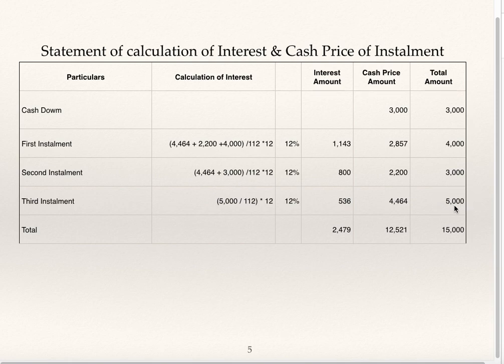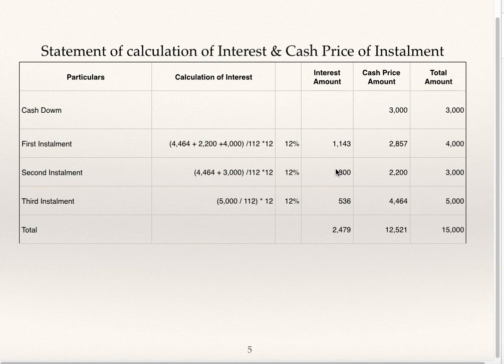This 5000 is including interest. Rate of interest is 12%. So first we'll calculate the interest on last installment. This interest will be 5000 divided by 112 into 12 because it includes interest. Interest is 536. Cash price will be 5000 minus 536 is 4464.